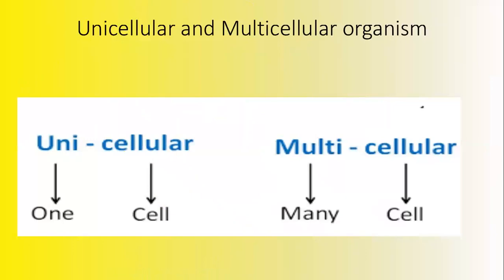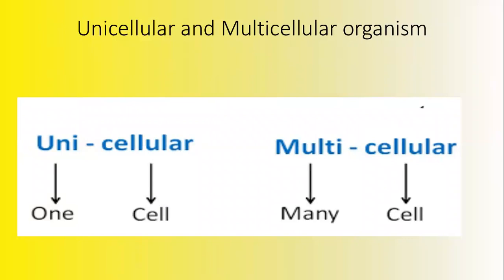Now we are going into detail of unicellular and multicellular organisms. Some living things are made up of only one cell and are called unicellular. For example, amoeba, bacteria, etc. And human beings, other animals and plants are made up of billions of cells and are called multicellular.